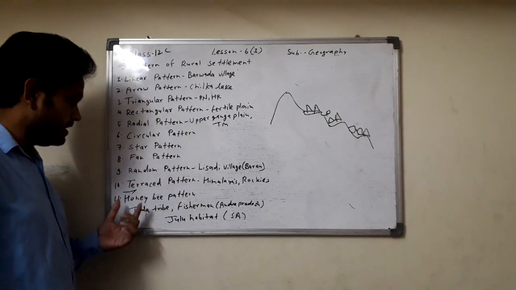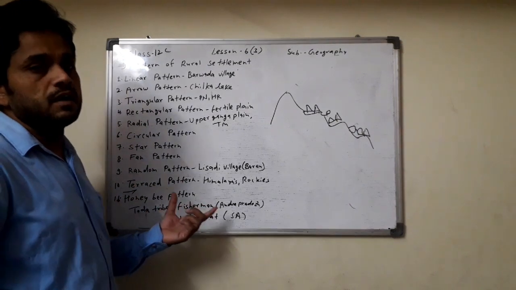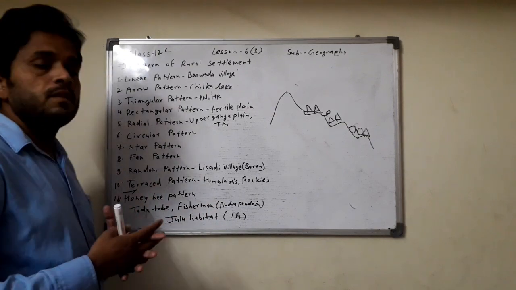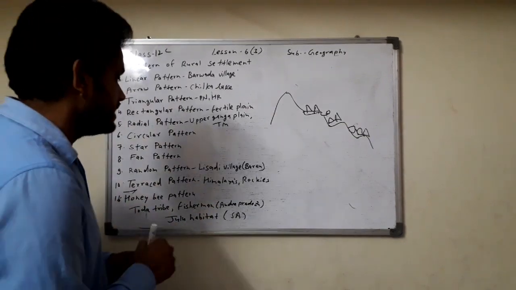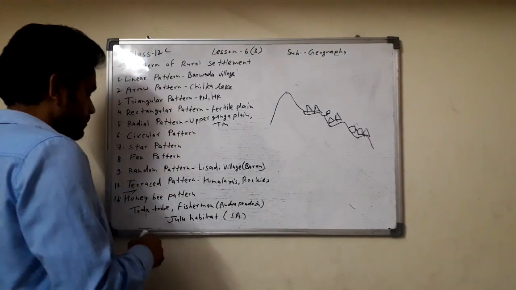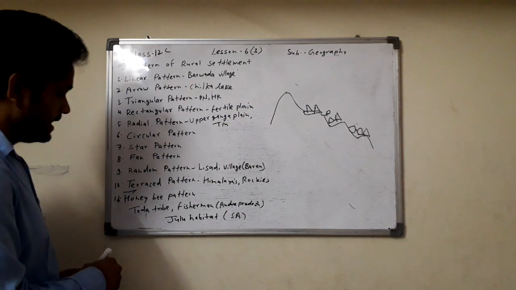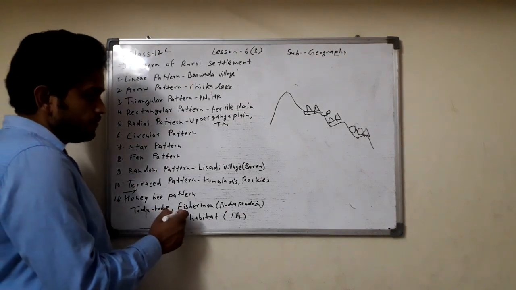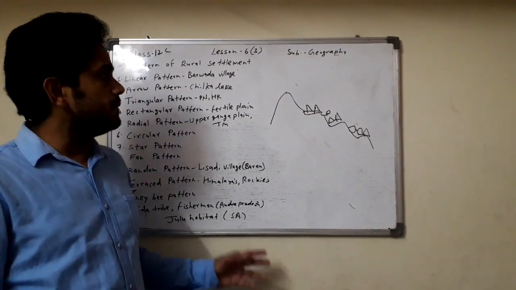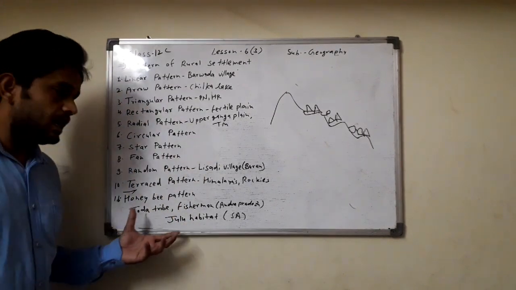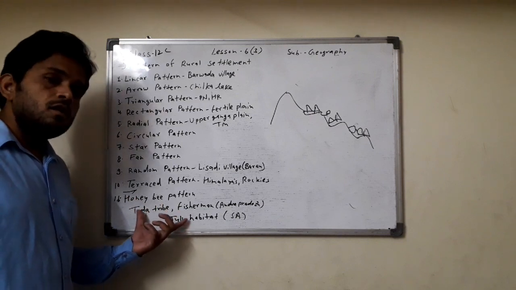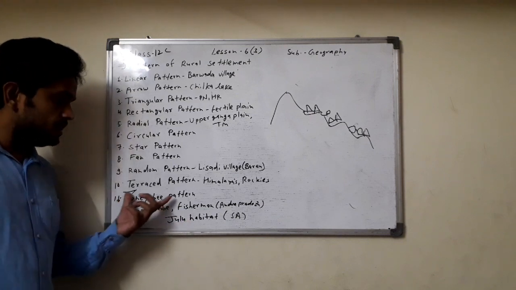Terrace pattern. Then the honeybee pattern. Here the settlements are like a honeybee hive, the beehive, you see. This type of pattern is known as the honeybee pattern. Examples are the Toda tribes, fishermen of Andhra Pradesh, and the Zulu habitat of South Africa. All these rural settlements are examples of the honeybee pattern.